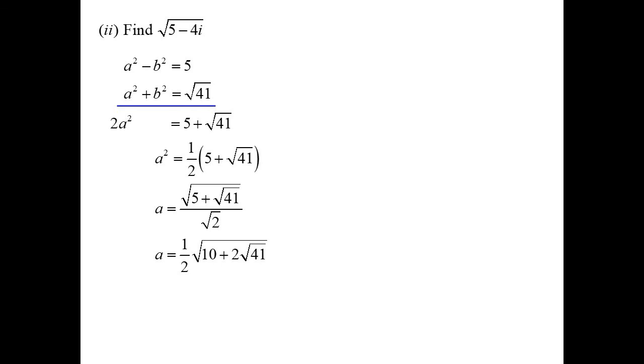Of course, we now can do questions like this a lot quicker. So square root of 5 minus 4i. Difference of two squares is 5. Sum of two squares will be 5 squared is 25, 4 squared is 16. So add them, we get 41. So square root of 41. Well, I didn't say it always works out to be nice. A equals the half of the square root of 10 plus 2 root 41. But that is the answer.